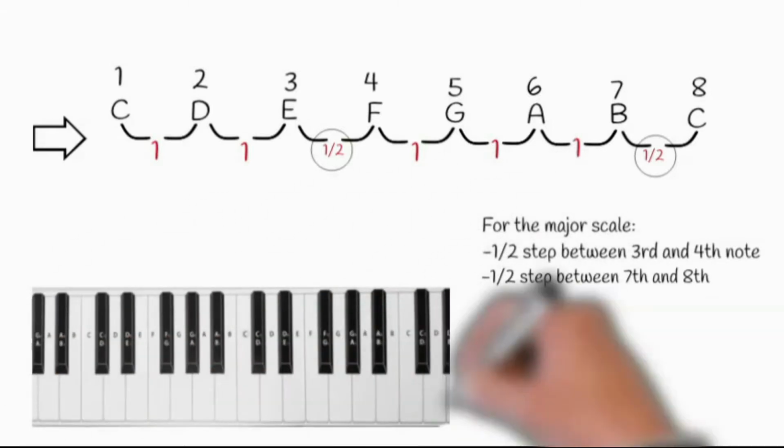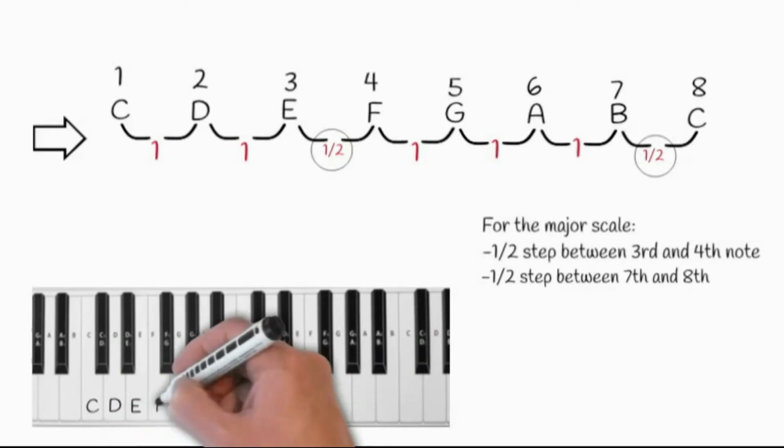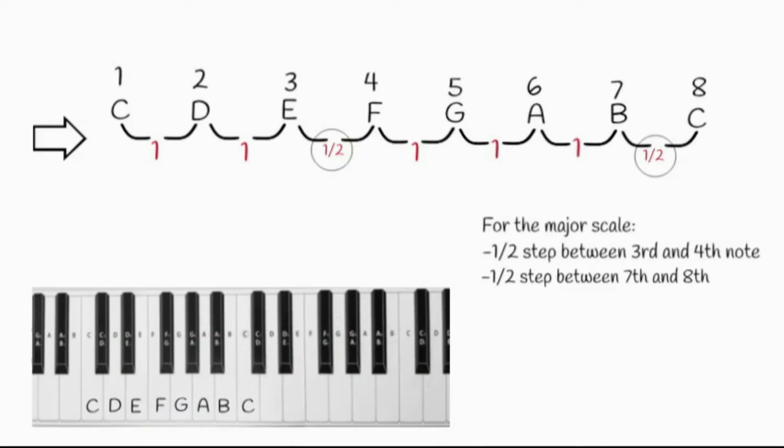Let's take a look where you would find these notes on a piano keyboard. Notice how all the notes of the C major scale match the white keys of the piano. Also notice that there are no black keys between the third and the fourth, or the seventh and the eighth. Correct, that's where the half steps are. The major scale sounds like this. C, D, E, F, G, A, B, C.